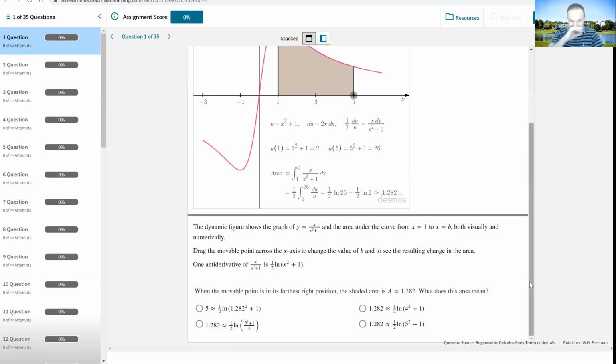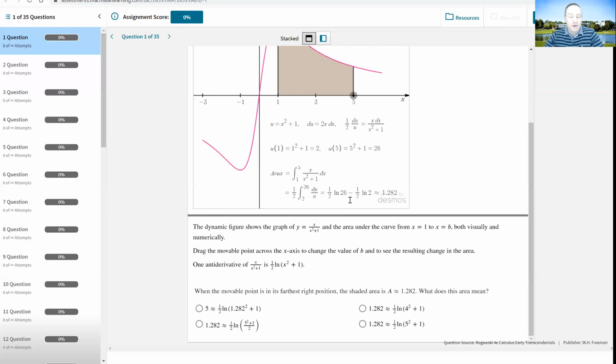Now, if I scroll down through here, it's saying when the movable point is in its farthest right position, in other words, notably when x is 5, the shaded area is 1.282. And what does this area mean? When you're thinking about what that area means, it tells you right here before, this is the area of this function evaluated from 1 to 5 of x over x squared plus 1.